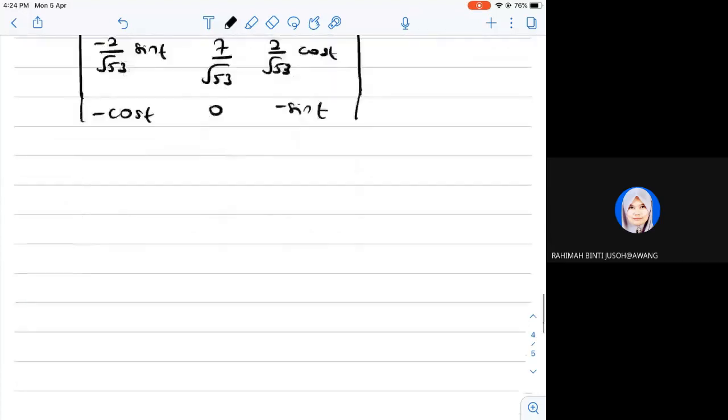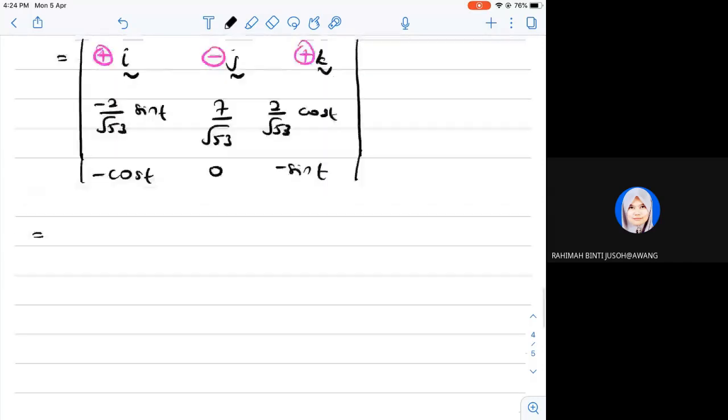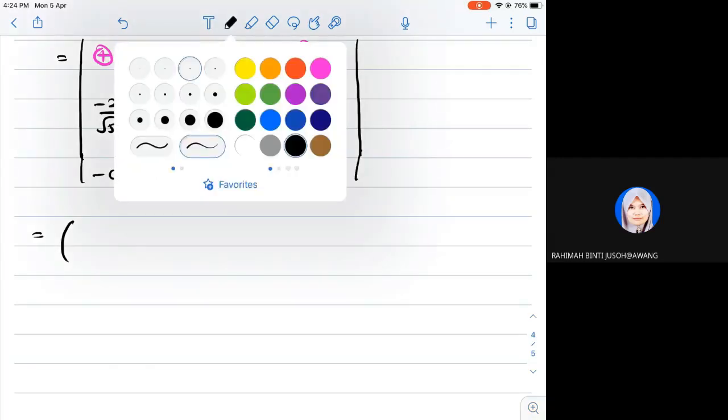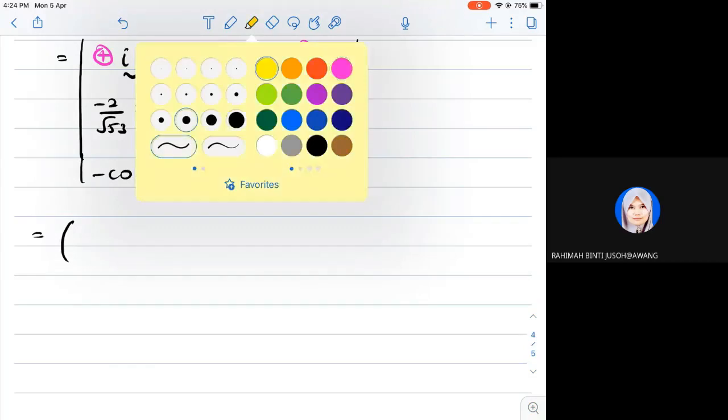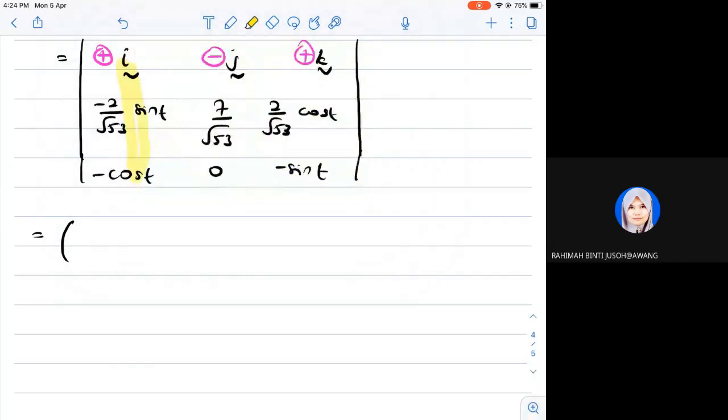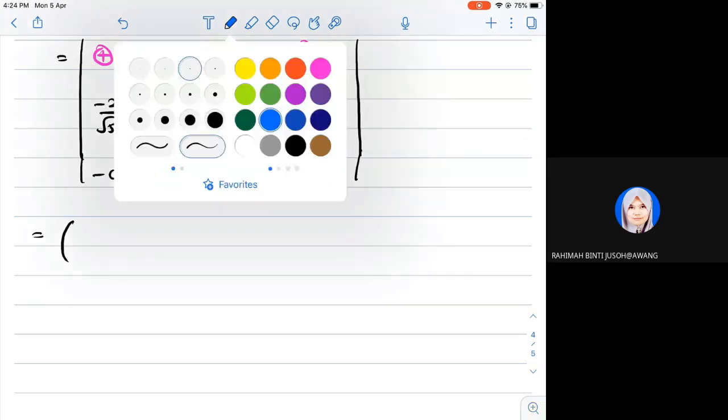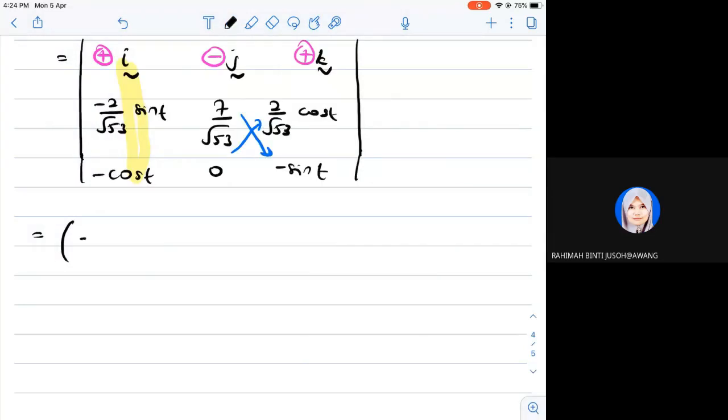So let us solve this cross product. It is the same as usual guys. You are all experts at this already. So we will close the first column. So right now you are closing the second and third column. So you cross this one, multiply, minus 0 times 2 over square root 53. So we will have negative 7 i, and then don't forget to put negative because of the j direction.